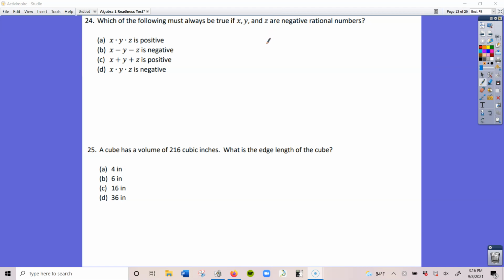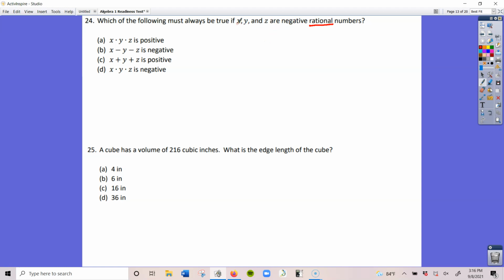Hey guys, this is the work for questions 24 through 34 of our Algebra 1 readiness packet. So for number 24, it says which of the following must always be true if x, y, and z are negative rational numbers. A rational number is basically any number that can be written as a fraction or a decimal with a repeating pattern. A rational number could also be any whole number, such as 1, 2, and 3.